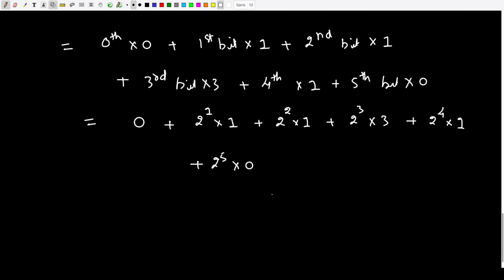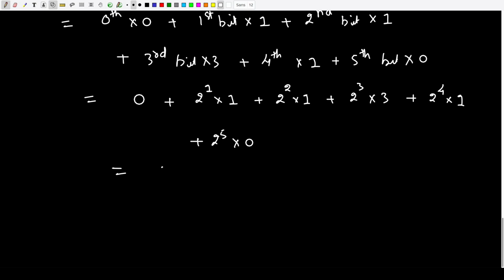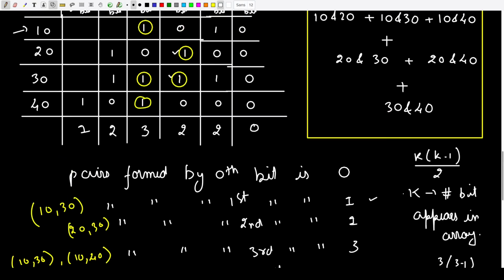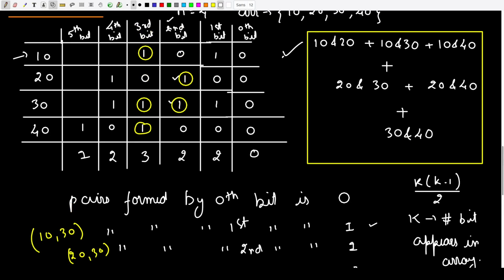So now let's evaluate this. This is equal to 2 plus 4 plus 8 into 3, which is 24, plus 16. And if we add all these values, what will we get? We will get 46. And this is what you will get if we compute this equation. So that's about the explanation, folks.